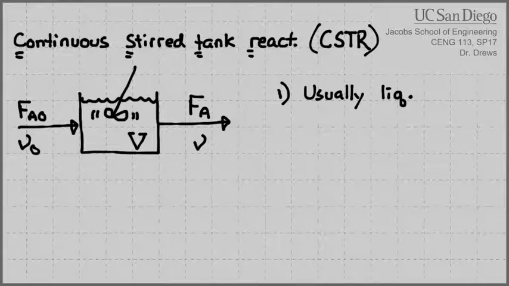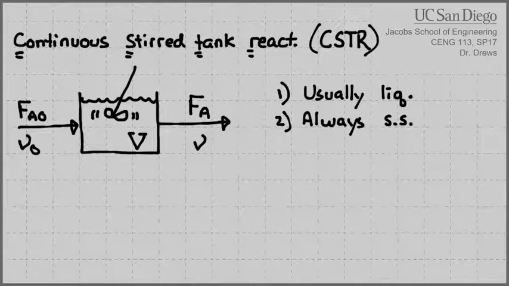The other big thing that's going to be our friend is that they are always going to be steady state. If they're not steady state, then you're taking 120. CENG 120 deals with systems that aren't at steady state, usually in terms of a control problem, but you have to derive the expressions for material balances based on not operating at steady state.